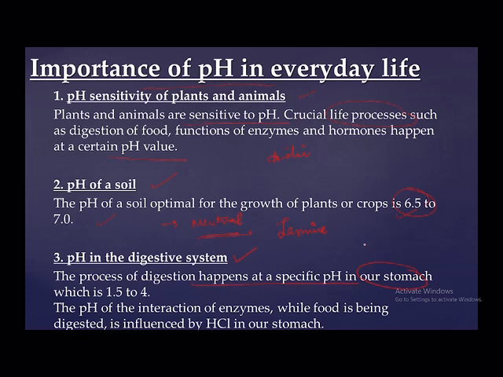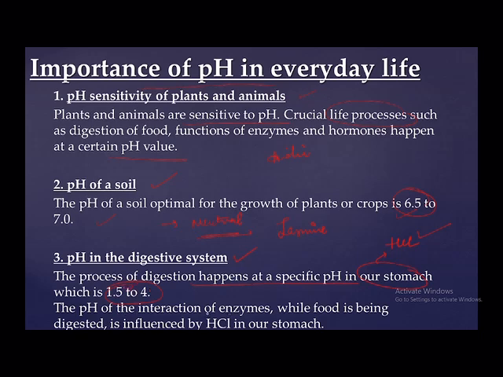Usually what happens in our stomach is there is a release of hydrochloric acid. The presence of hydrochloric acid is very essential because for the digestion of proteins, the proteins get broken down into amino acids. The amino acids are absorbed by the blood. So for that digestion purpose, hydrochloric acid is essential, whose pH ranges from 1.5 to 4. It is usually below 4, ranging from 1.5.